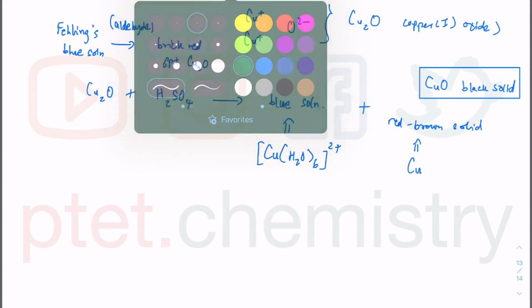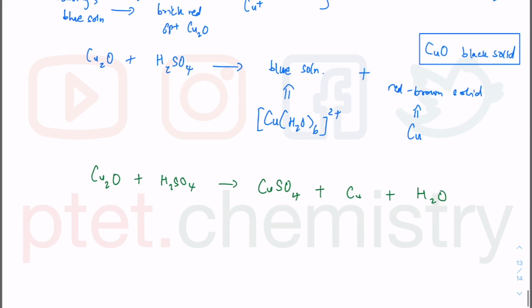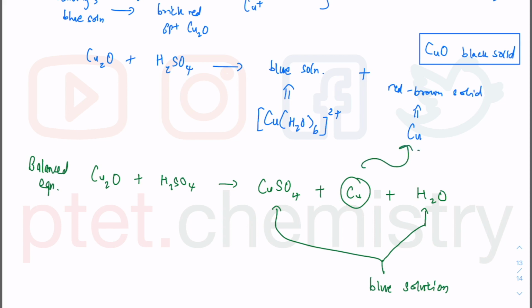Let me just try and balance this equation from scratch first. Copper 1 oxide plus H2SO4. So I get CuSO4, and I can get copper, and I can get water. Is that correct? Probably. So the CuSO4 can dissolve in water to give me the blue solution. I have 2 copper, 1 goes there, 1 goes there, sulfate there, H2 goes there, O goes there. This is the complete balanced equation, so this seems legit. Copper sulfate and water, so these two together will give you the blue solution. So my hunch is kind of correct that it has got to be copper, which is the red-brown solid there.